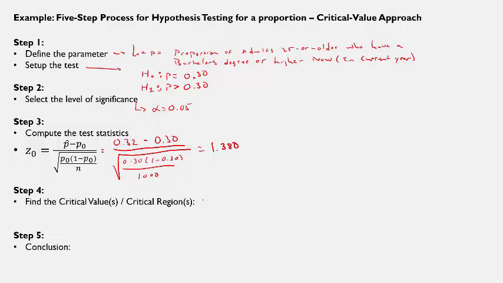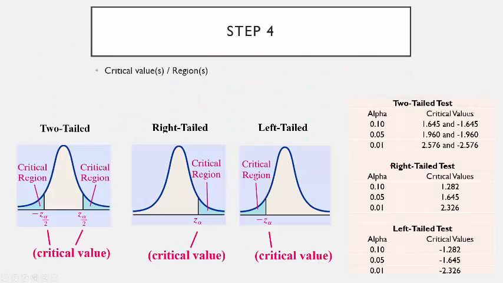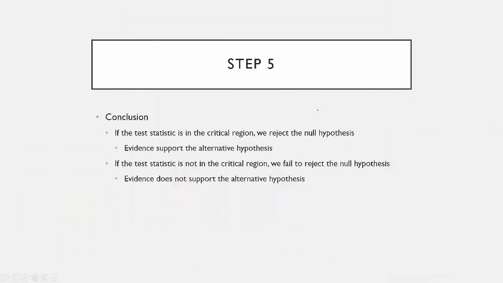All right, so let's find the critical values, critical regions. So it's a right-tailed test. Okay, what that means is you're going to draw a normal curve, standard normal curve, centered at 0, and you have one critical value out here. Well, right-tailed test, alpha is 0.05, so you're just going to go back, and it's 1.645, 1.645.